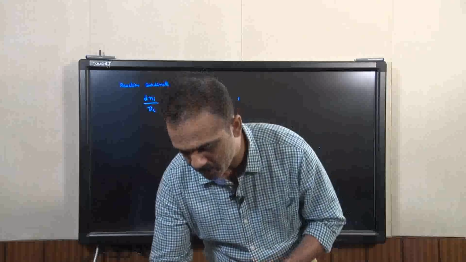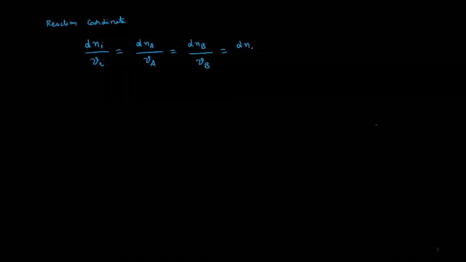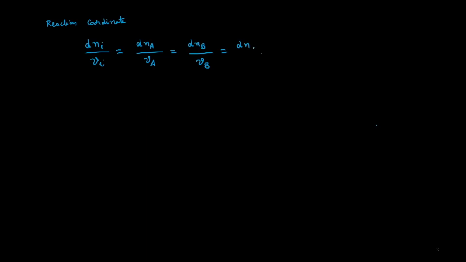So for example, in the previous case, dNi by nu I for A will be dNa by nu A, nu A being negative for the reactant. It will also be equal to dNb by nu B, again nu B is negative. It will also be equal to dNc by nu C, because C is a product, nu C is positive, and dNd by nu D. Again, nu D is positive, right?